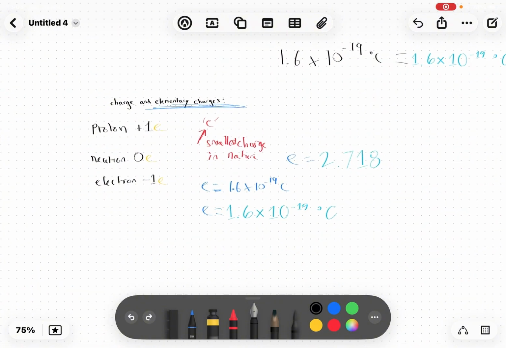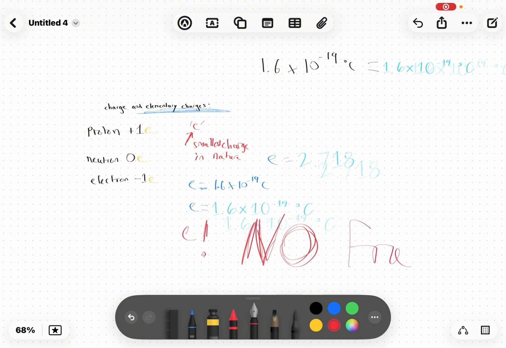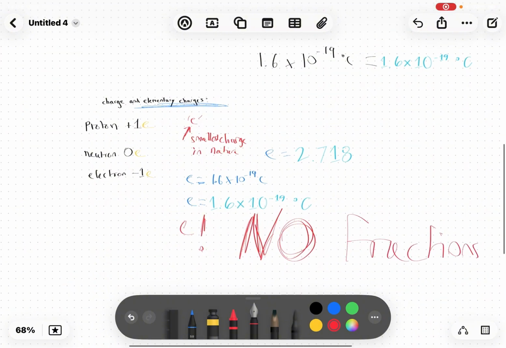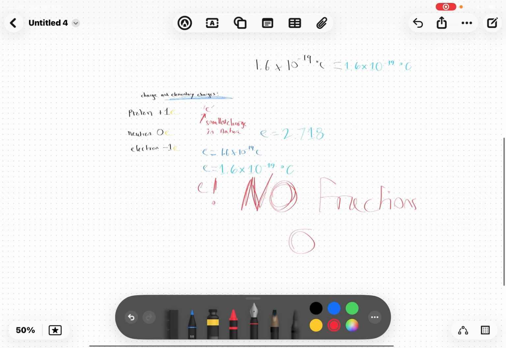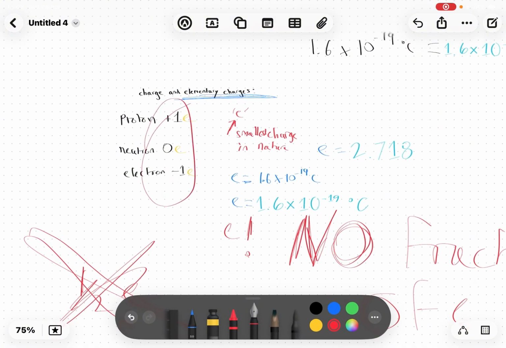But another thing to know is that e cannot be a fraction. Literally never. I'll make it big for you: no fractions, no fraction of e allowed. So you can't have 1/2 e. That is a big no. e can only be with whole numbers. Yes, 0 is technically a whole number.